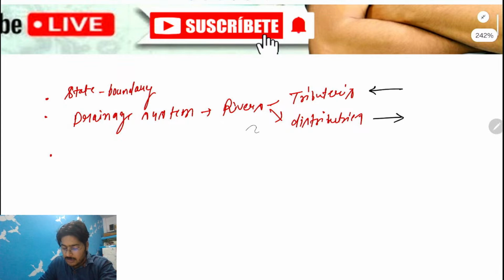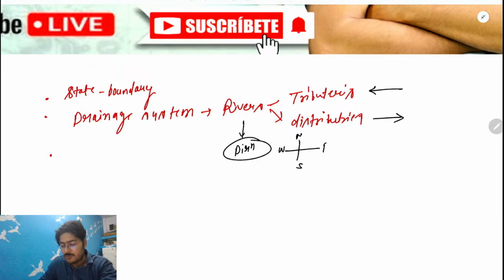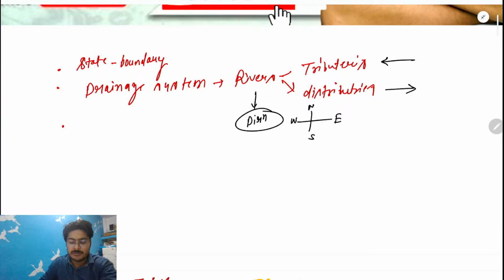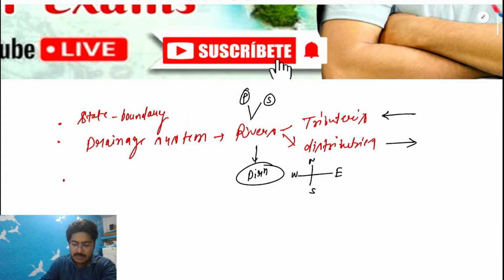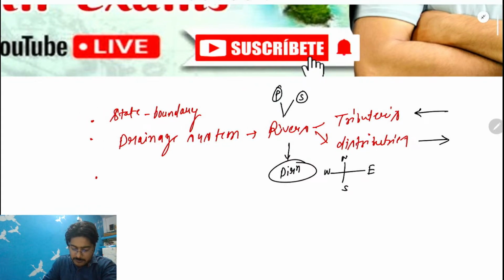We'll discuss the overall direction of the river, where it is flowing, north to south, east to west. So basically where it is flowing, we're going to study that as well. What type of river it is, whether it is a perennial river or a seasonal river. Perennial means which flows throughout the year, while a seasonal river flows only for some time. These things we will also study here. Okay.